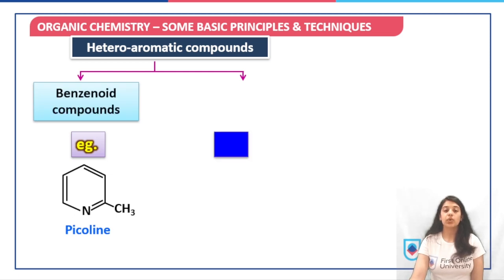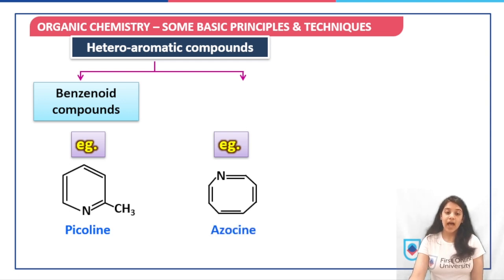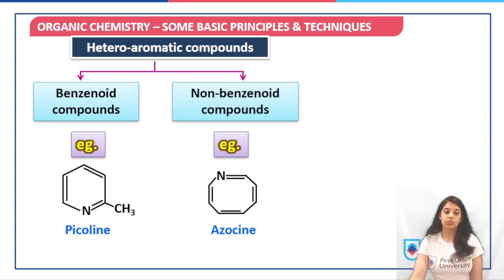So these are benzenoid compounds, but when we do not have an aromatic ring which is benzene, for example, azocine, this is a heterocyclic compound, only heteroaromatic, that is called non-benzenoid compounds.